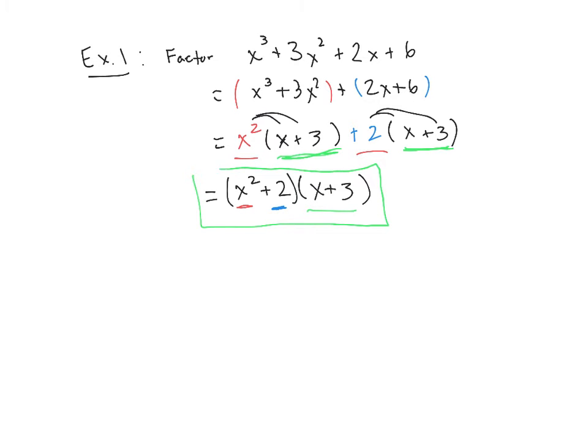All right, so that method is called factoring by grouping. If we see things with 4 terms, factoring by grouping is the method that we're going to have to use in Algebra 1.